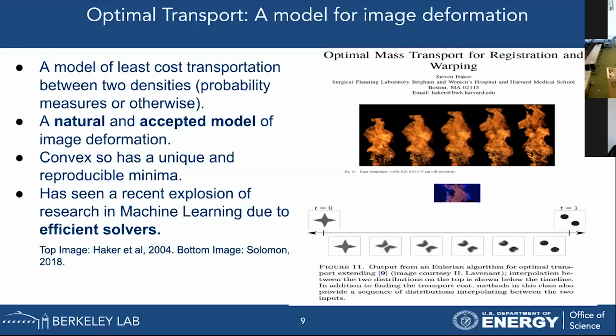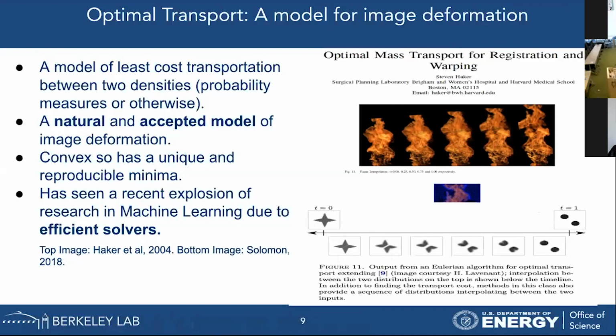So for some background, we're past digital volume correlation, we're at optimal transport. Optimal transport is a model from mathematics, which is how do you, at least cost, transport all mass from one density to another. So if you look at the bottom image here, you have a star, and you have, at time equal to 1, 2 circles. And the question is, at the least amount of cost, how do you transport one from the other? And this is an interpolation that you would get.